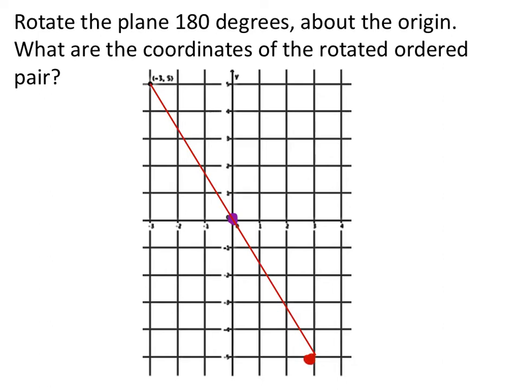What this means is that for all 180 degree rotations, connecting the point from the image and the pre-image will always go through the center of rotation.